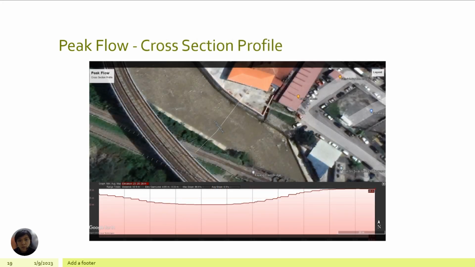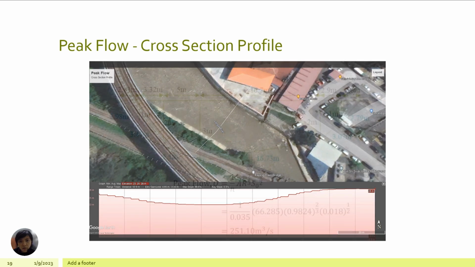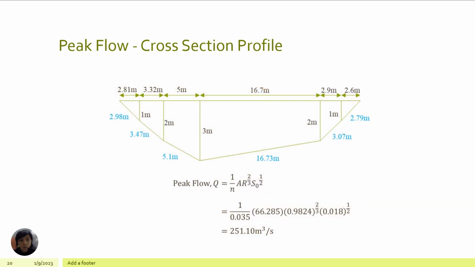Another method to find the peak flow is using the cross-section profile. By using Google Earth, we can find the cross-section profile of the river. We calculate the area, the perimeter, then the hydraulic radius of the cross-section. Finally, we use the main equation to find the peak flow. So the peak flow of the Sungai Langat using the cross-section profile is 251.10 meter cube per second.